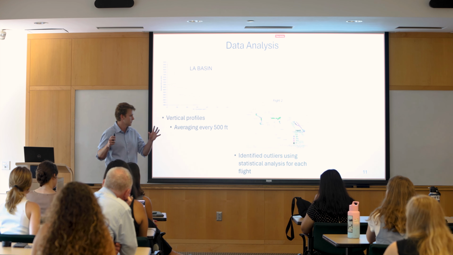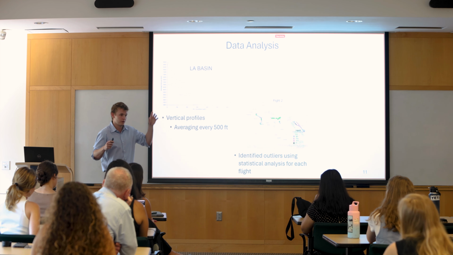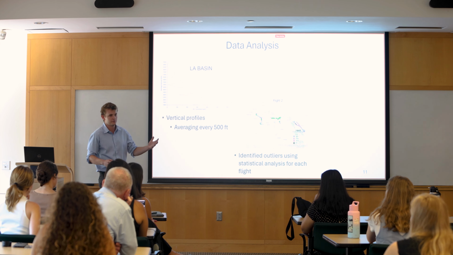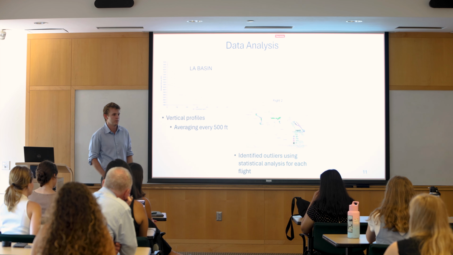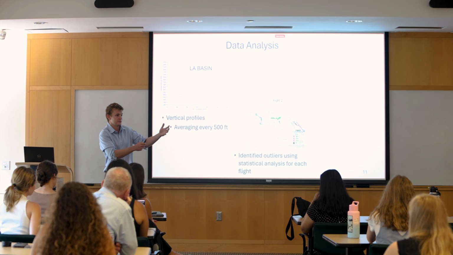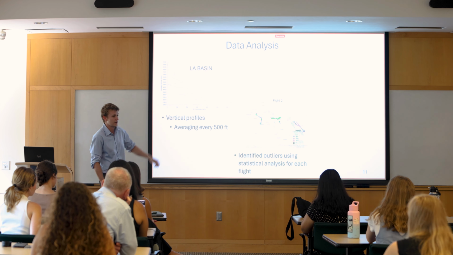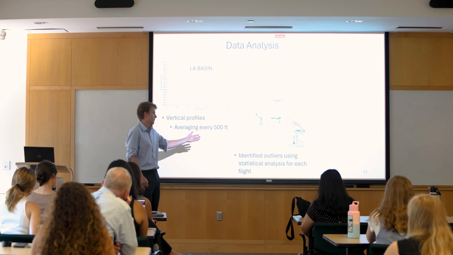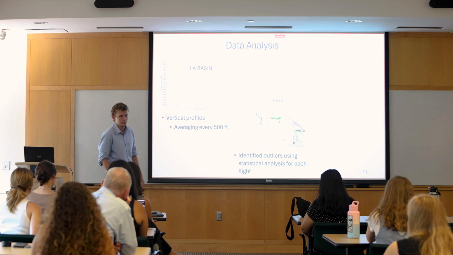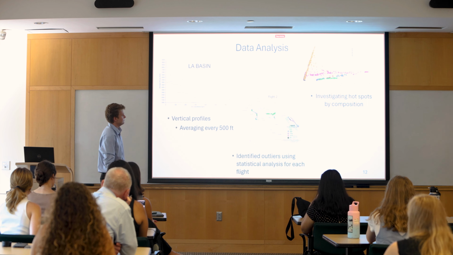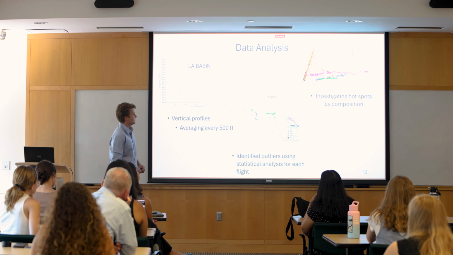Basically, we created outliers for each one, because it's not fair to compare the Central Valley to the LA Basin. You have so much more black carbon in the LA Basin than the Central Valley that if we held the Central Valley to the same standards as the LA Basin, we would see no outliers and have a pretty boring presentation. Now we're looking at our hotspots and what's going on.